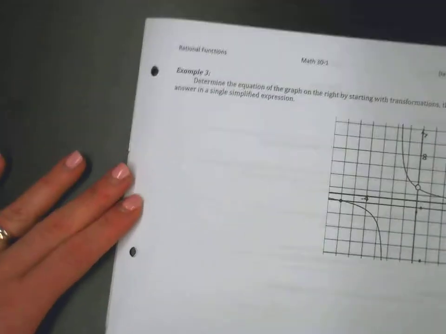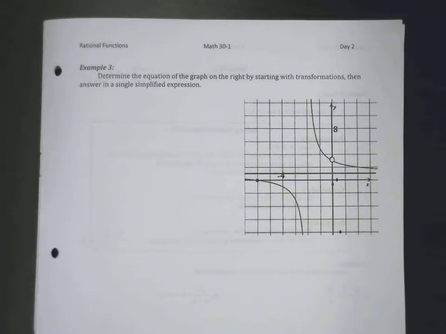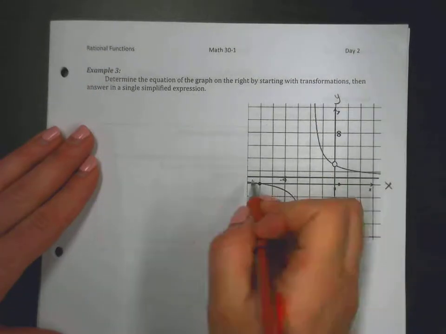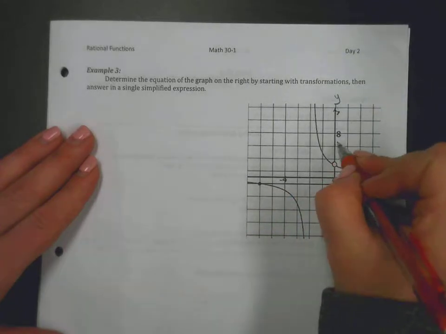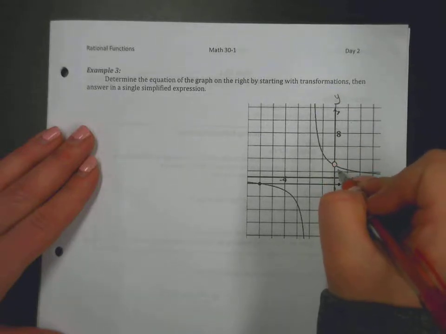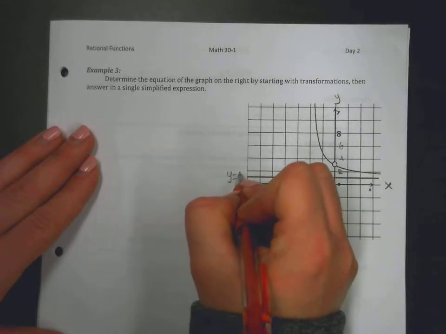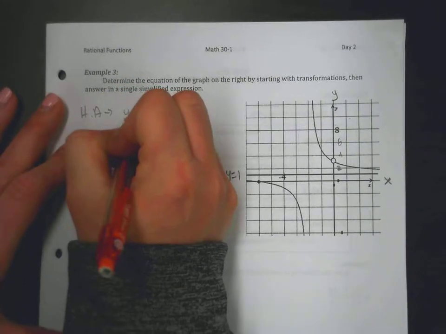Okay, and then lastly, example 3. It's determine the equation of the graph on the right by starting with transformations and answer in a single simplified expression. So first thing we want to do is identify some obvious things that are happening. This is the x-axis, this is the y-axis. Here is a vertical asymptote. Each of these the scale goes up by 2, so this is 2, 4, 6. I have a horizontal asymptote at y equals 1.